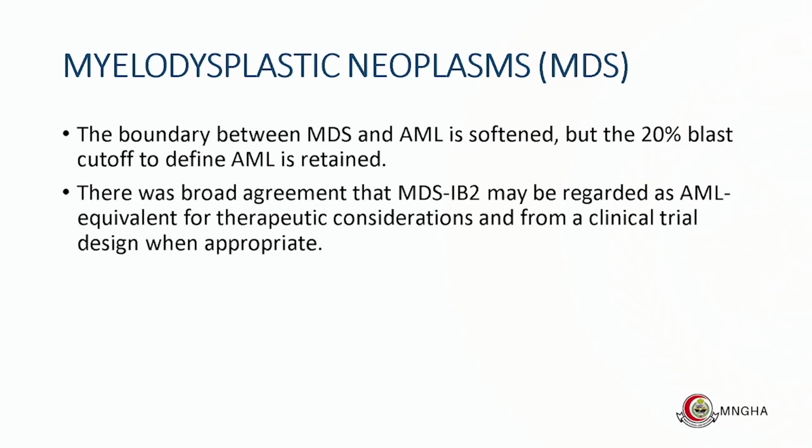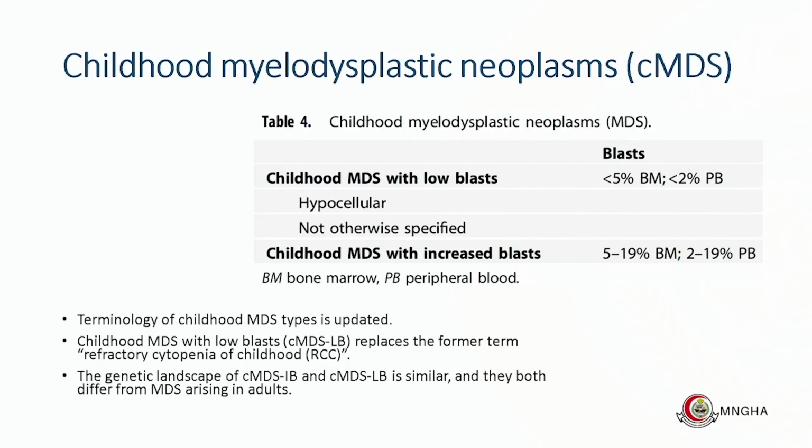I'm almost closing. Also, they mentioned that there is a broad agreement that MDS with increased blasts may be regarded as AML for therapeutic and clinical trial classification. Childhood myelodysplastic syndrome, we have a change in the terminology, also subtypes. We have childhood MDS with low blast, and we have also hypocellular subtypes and NOS, and we have childhood MDS with increased blast. The change in the name stresses more on the difference between the MDS in pediatric and adult as different disease entities.